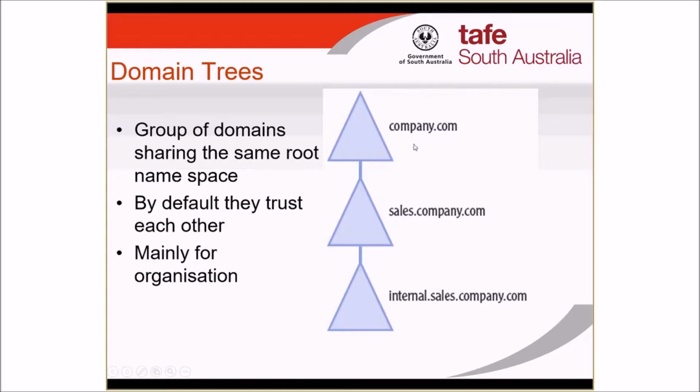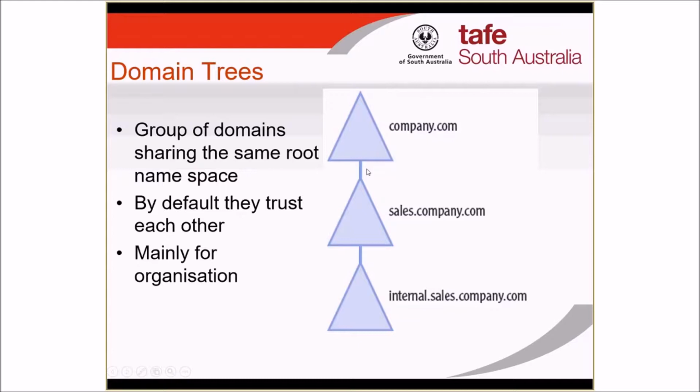The top domain is called company.com. The next level is sales.company.com. Doesn't that look like it's representing that sales is inside company.com? It's like a path, isn't it? Just like a file path on a file system, here it's a DNS namespace path. And here, internal.sales.company.com, you can see that internal is inside of sales, which is inside of company.com, isn't it?